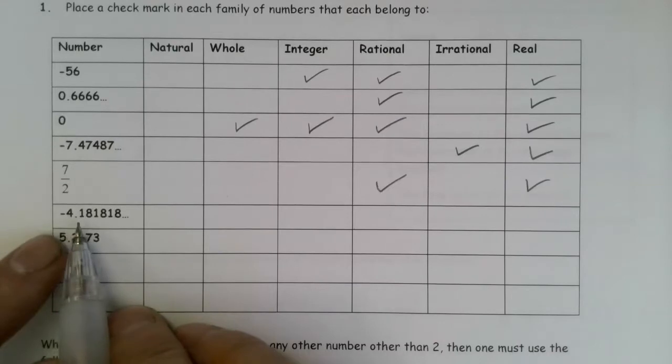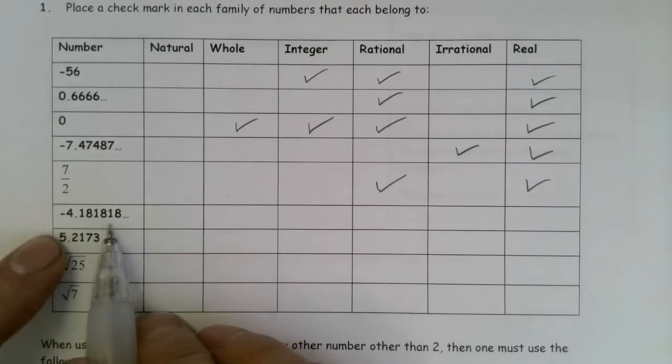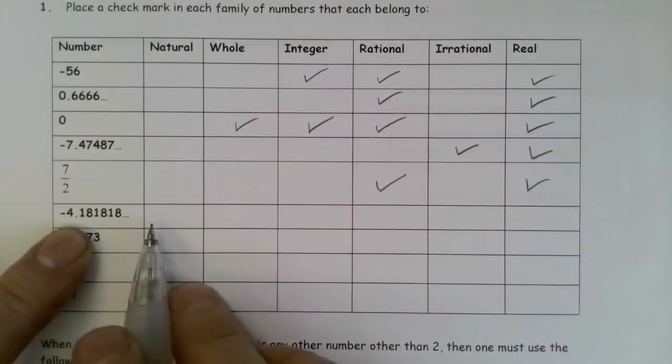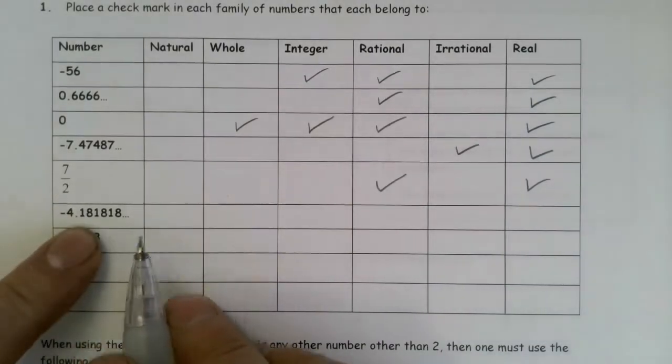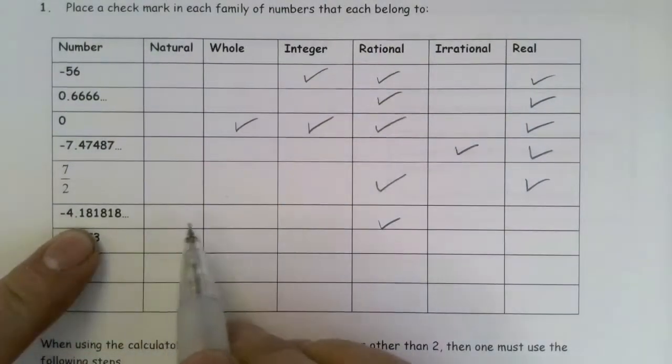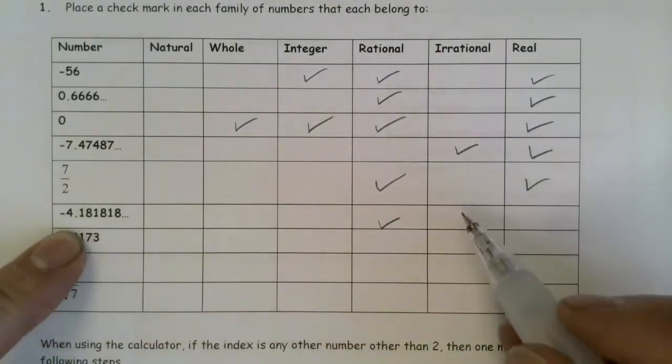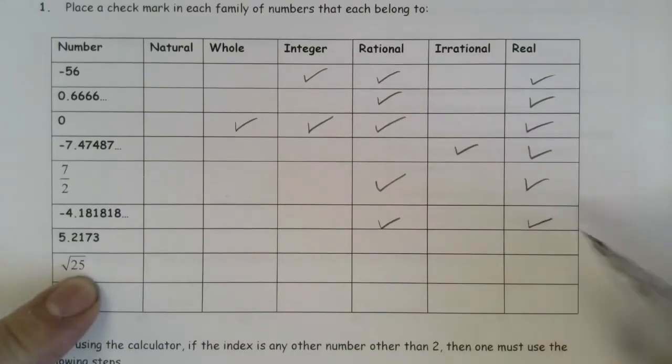Negative 4.18, and notice that it's 18 repeating. So again, I've got this decimal number that goes on forever, but it is repeating. So that makes it rational. And it's not going to be natural, whole, or integer because, again, it's got this decimal value to it. It won't be irrational, but it will be real.